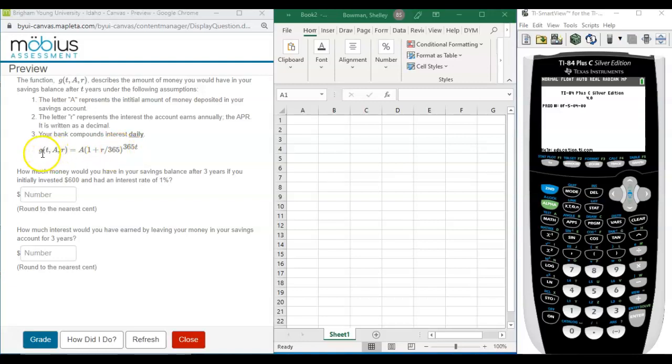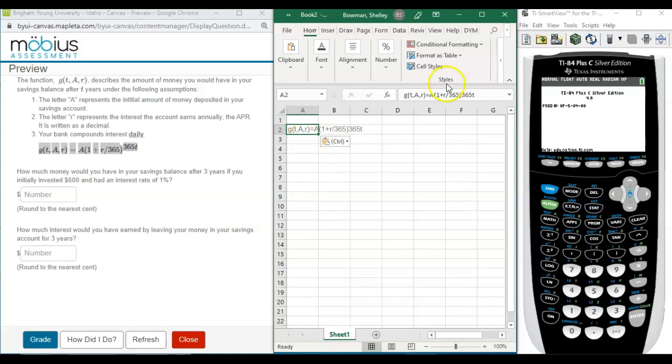Okay, so the first thing I'm going to do is use Excel because it is so much faster than using your calculator or a graphing calculator or by hand. So I'm going to copy this. You can do Command C or Control C. And then I'm going to come over here and Command V or Control V to paste.